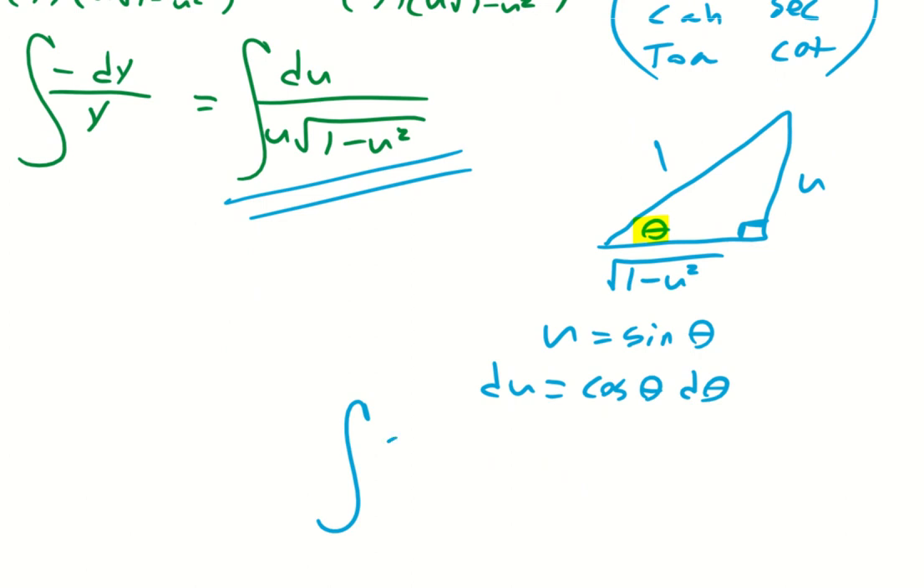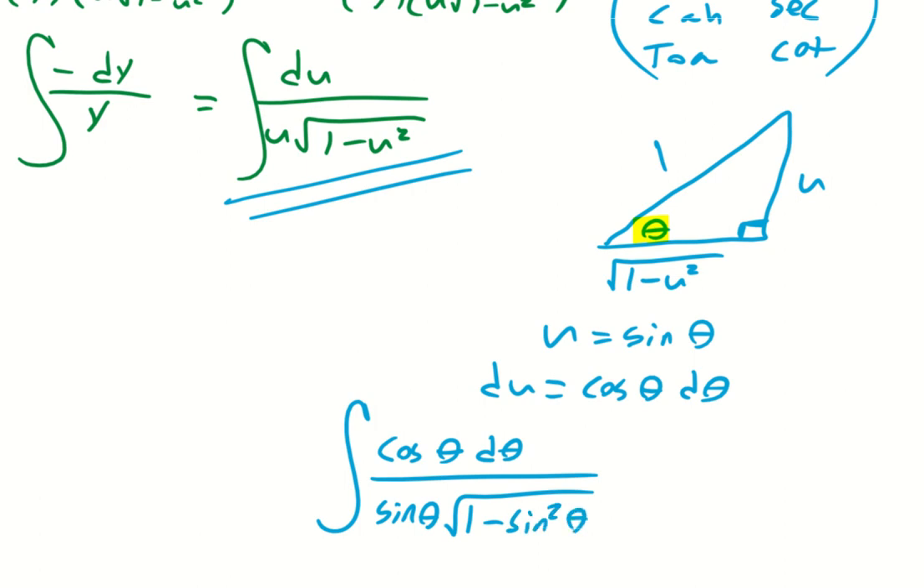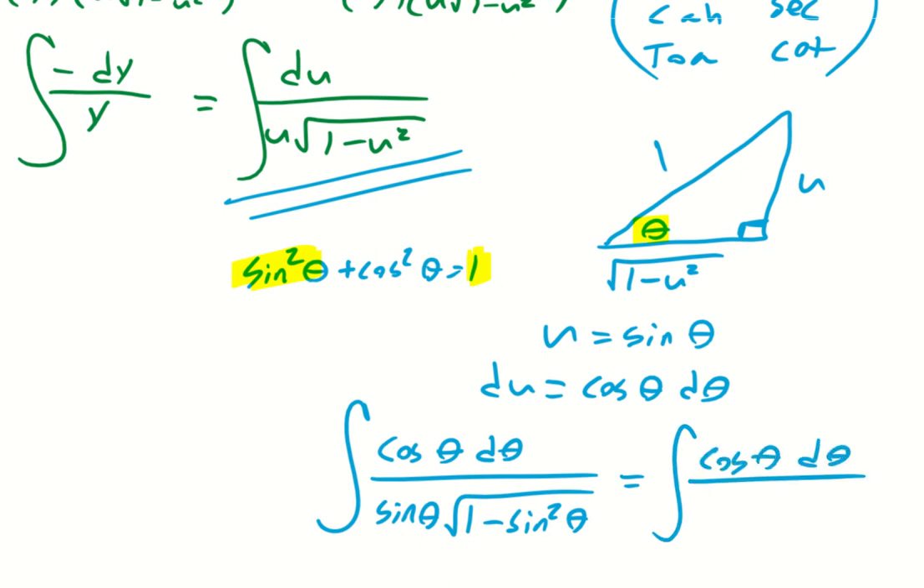So we have du, which is just the cosine of theta d theta. We have u, which is the sine of theta. Then we have that multiplied by the square root of the quantity 1 minus u squared. So that's sine squared of theta. We also know, of course, that the sine squared of theta plus the cosine squared of theta is equal to 1. That's just the Pythagorean theorem. So if we have 1 minus the sine squared of theta, that's just the cosine squared of theta. So now we have cosine of theta d theta over the sine of theta times the square root of the cosine squared of theta.